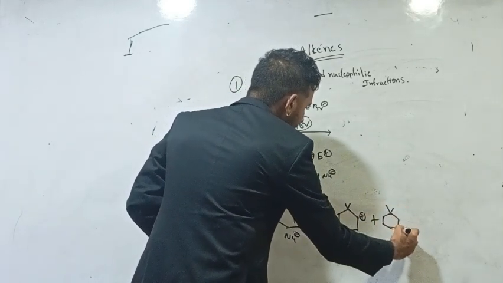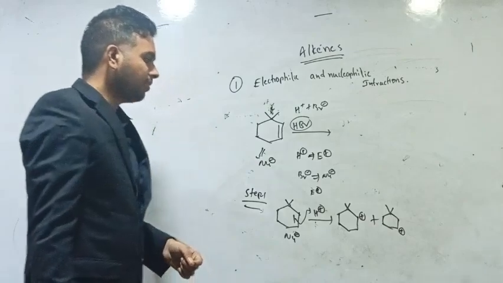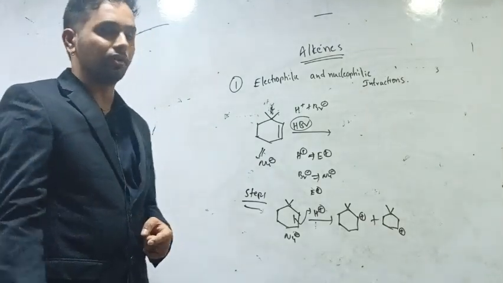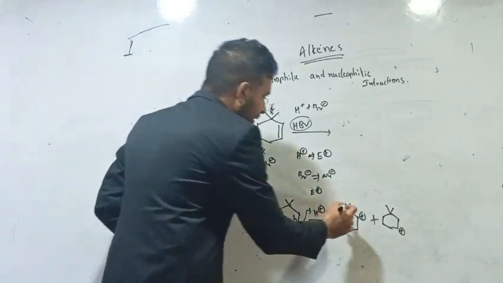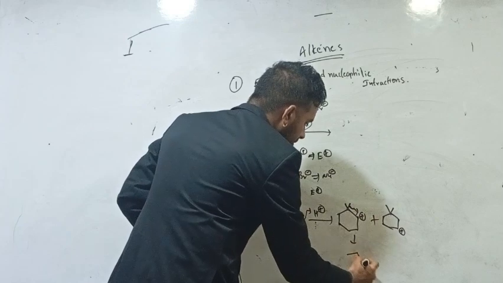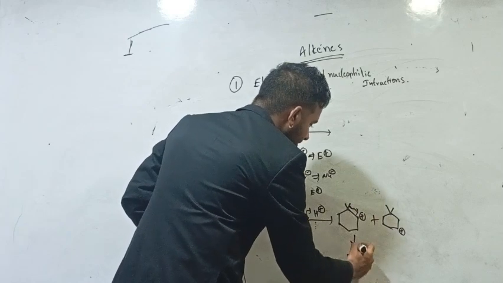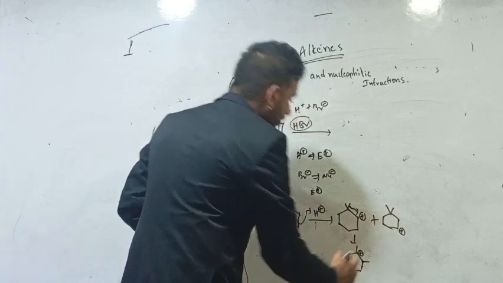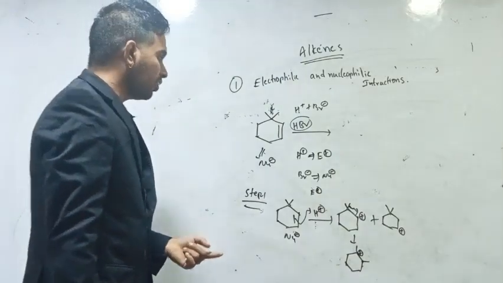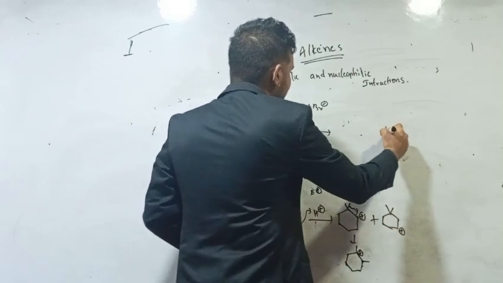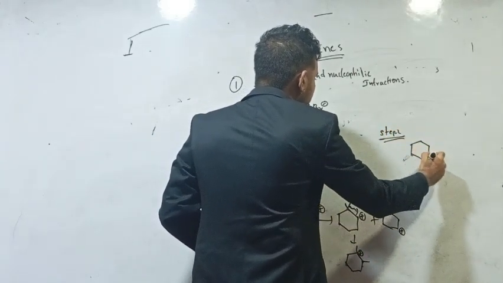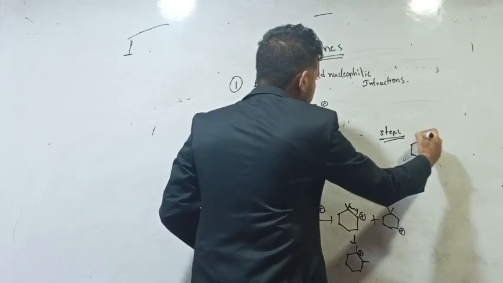So, both are generally unstable carbocations, but the carbocation 1 can undergo rearrangement to form a stable carbocation like this, which is considered as methyl shift. Because of methyl shift, the carbocation 1 is stabilized. Therefore, in second step, we have to proceed with stable tertiary carbocation.